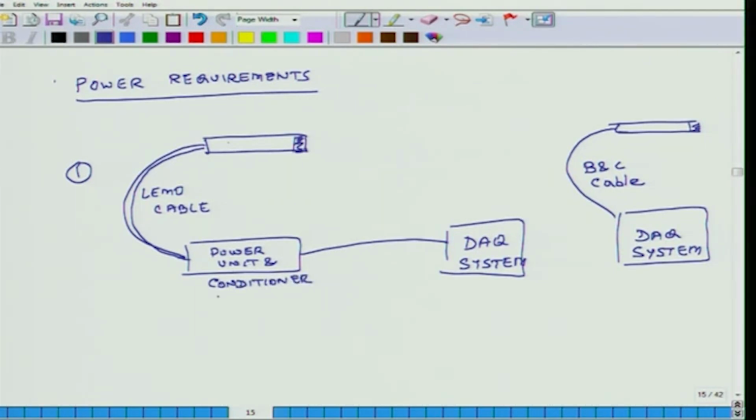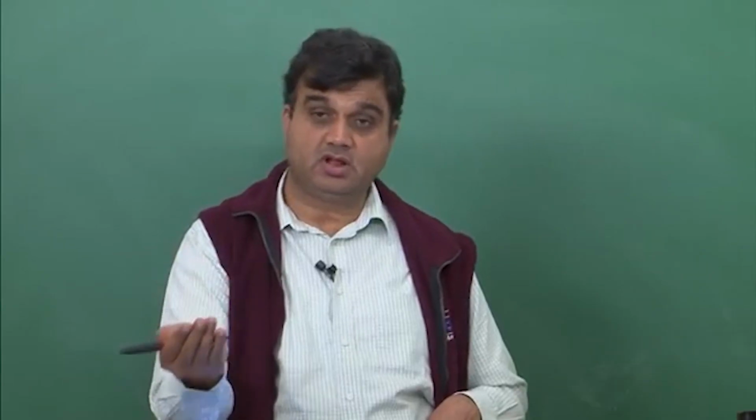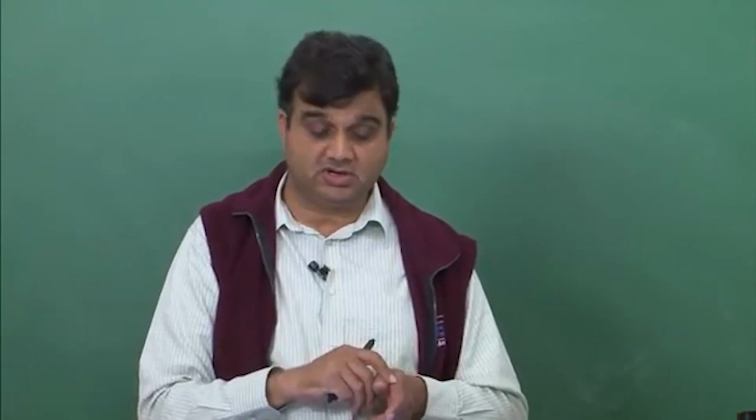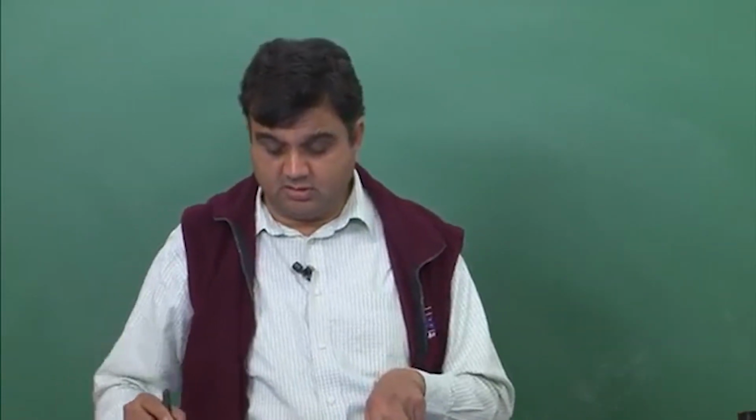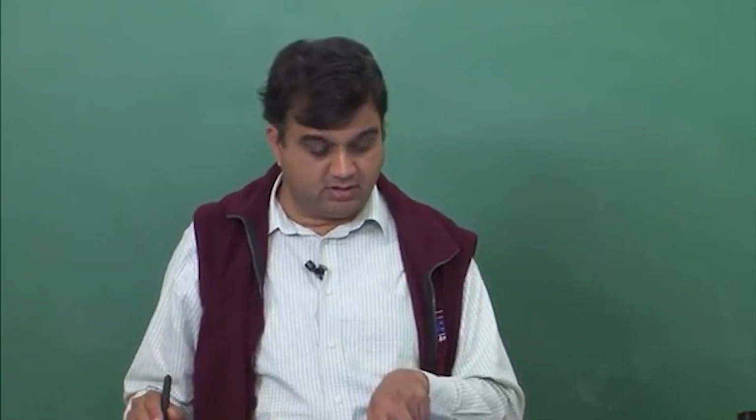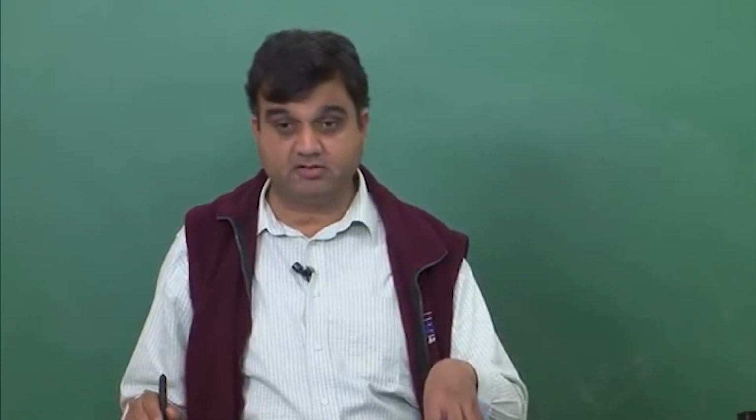So here I have a power unit and a conditioner. Here I have eliminated this. In configuration 2, this power unit has been eliminated, and the way the microphone gets its power is that this cable, the BNC cable, does two things. It provides power to the microphone and it gets the signal from the microphone. So it does both. Here you need a separate power unit. So in configuration 1 you need a separate power cable.